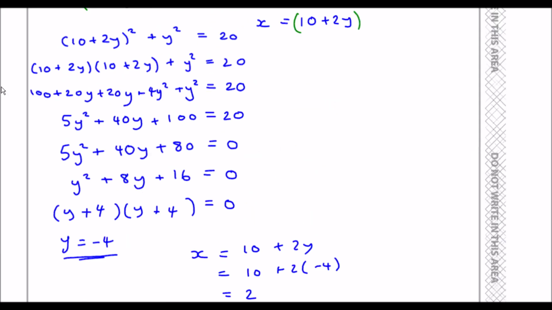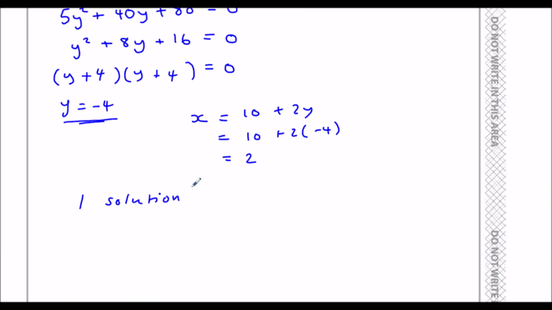So the linear one, it's a tangent. I just put it is a tangent. And I put at (2, -4).